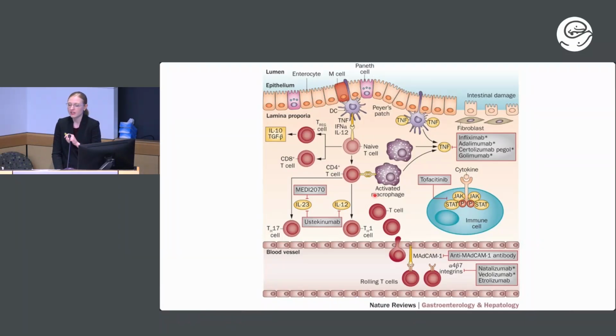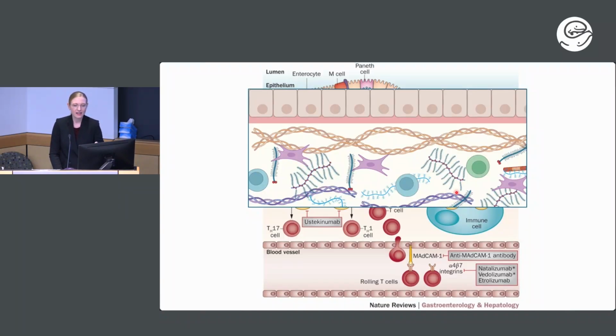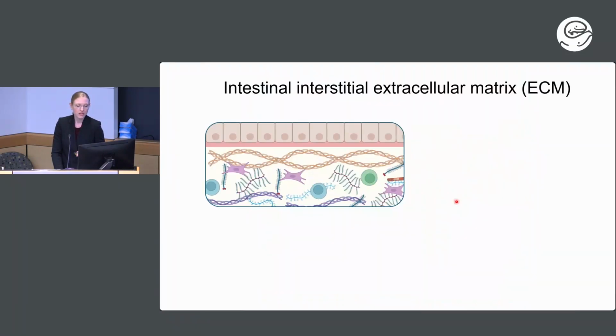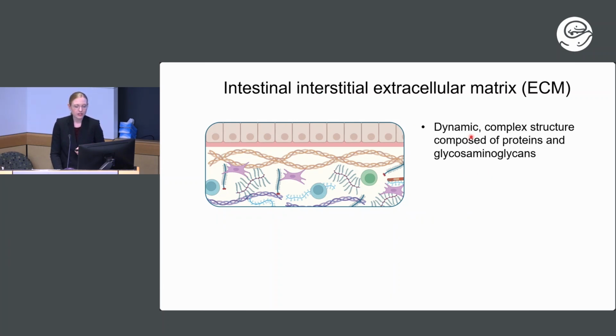I'd like to shift our attention to what's going on underneath and in between this mucosal immune response in IBD and highlight the extracellular matrix in the intestines. So I'm going to be talking specifically about the intestinal interstitial extracellular matrix. This is a dynamic, complex structure composed of various proteins and glycosaminoglycans. It's found in the lamina propria in the intestines. So again, where the immune cells are residing and fibroblasts as well.